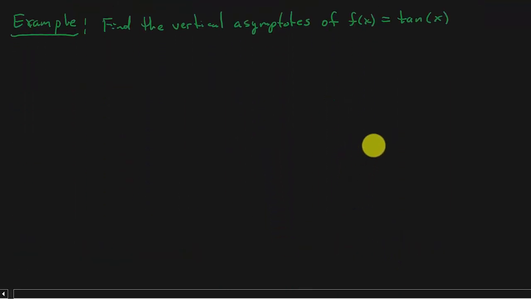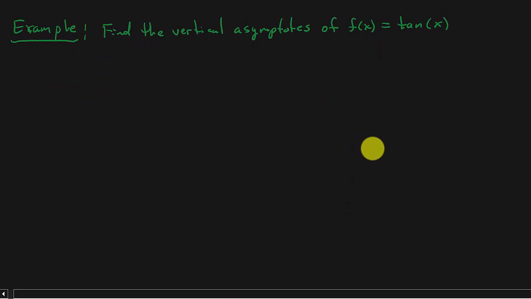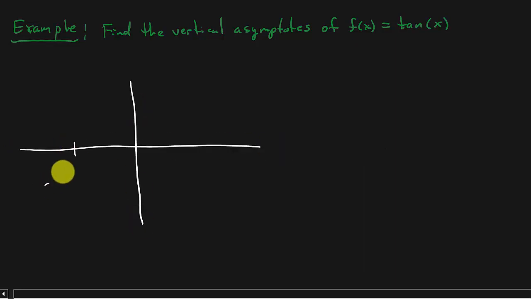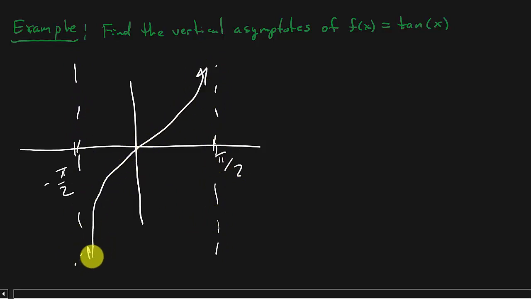All right, so what about this one? Find the vertical asymptotes of f of x. All right, so to find the vertical asymptotes, well, we know what the graph of tangent looks like, right? So if we graphed tangent, we've got what? Negative pi over 2. We've got pi over 2. You learned this in trig. We've got vertical asymptotes here, right? And so we know there's the vertical asymptotes right there.